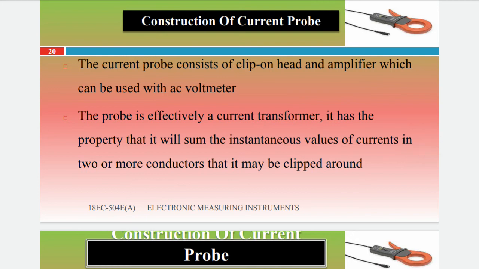The probe is effectively a current transformer, and it has the property that it will sum the instantaneous values of current in two or more conductors that it may be clipped around, which means it has a summing property. That is, it will sum the instantaneous values of the current in two or three conductors that it may be clipped around.